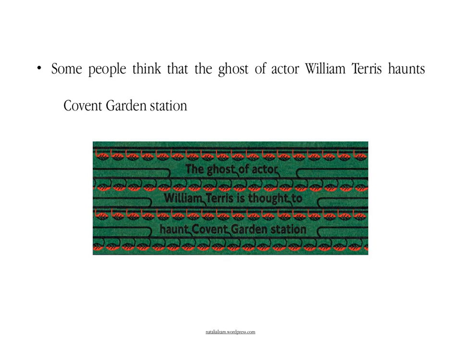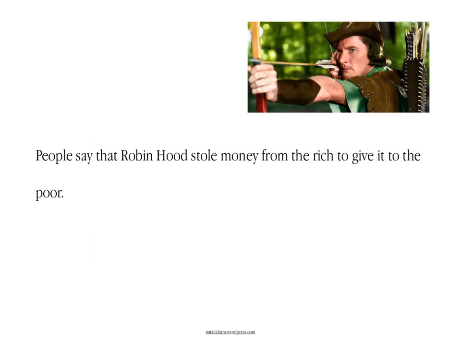And this is something you could read some time ago. It's a sign you could read on the London Underground. The ghost of actor William Terriss is thought to haunt Covent Garden Station. However, there are times when people say, think, or believe now, and it's about things that happened before that.